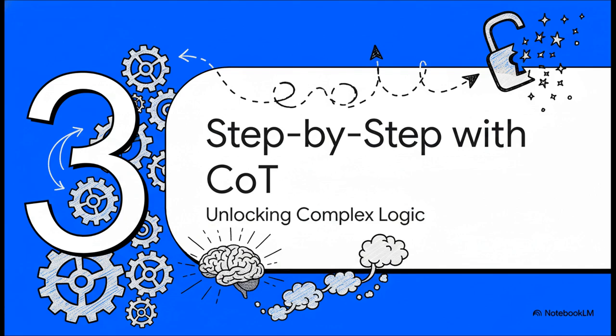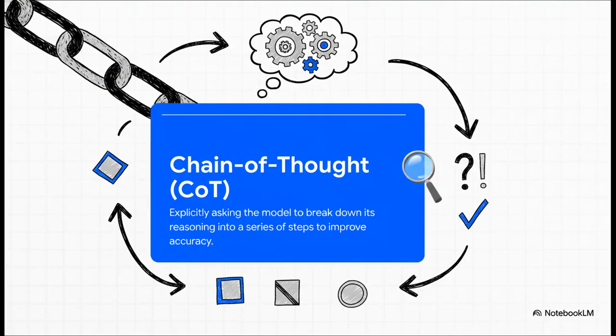So let's dive into chain of thought prompting. Chain of thought, or COT, is an absolute game changer for any kind of complex reasoning. Instead of just asking for the answer, you ask the model to show its work. This simple trick forces it to slow down and follow a logical path, and that drastically cuts down on errors in things like math, logic puzzles, or even analyzing code complexity.